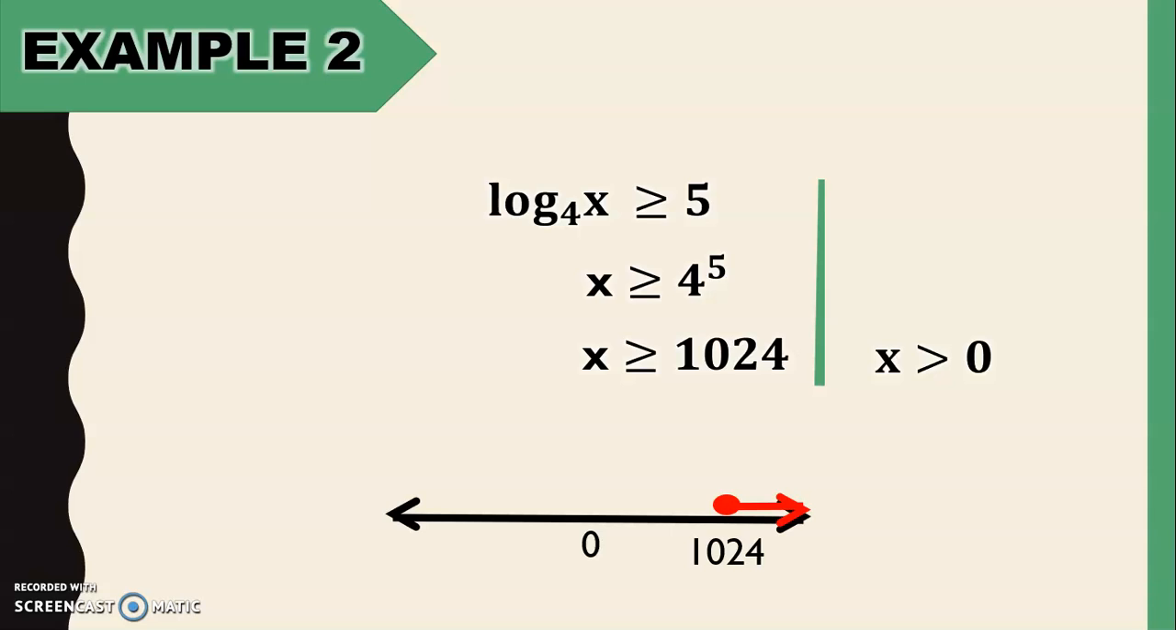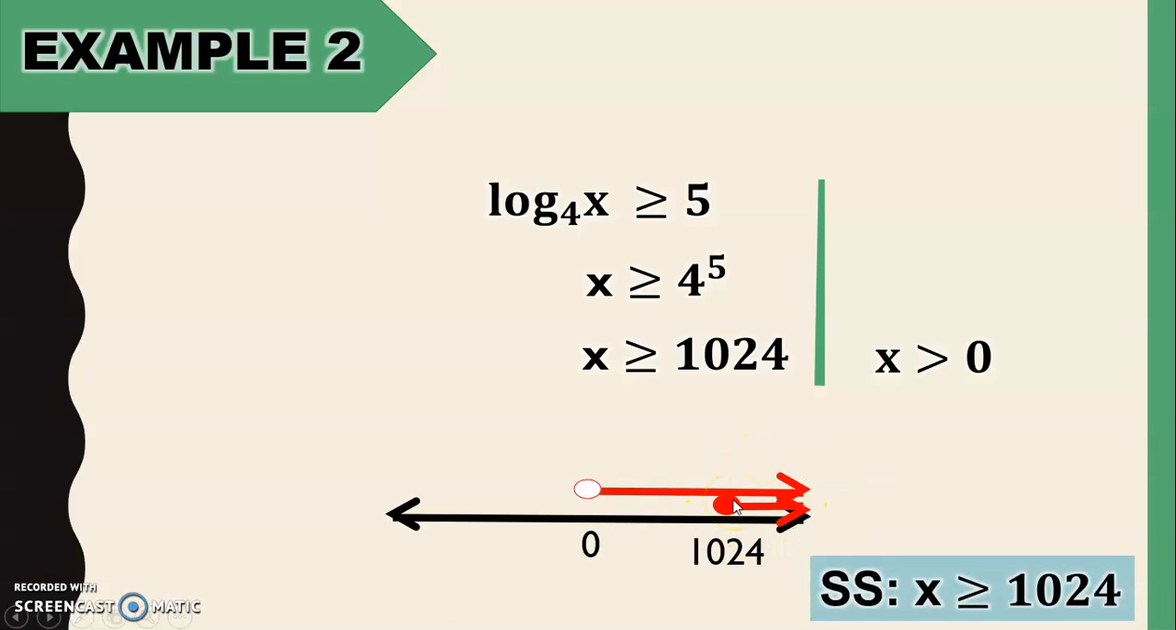Values of x which are greater than or equal to 1024. Then, 0. Since greater, x should be greater than 0, so pa-right din yung direction. Take note, 0 is not included. So, saan sila nag-intersect na dalawa? From 1024 lang to positive infinity. Dito hindi sila nag-intersect, so hindi ito solution. Ito lang yung solution. Our solution set is x greater than or equal to 1024.